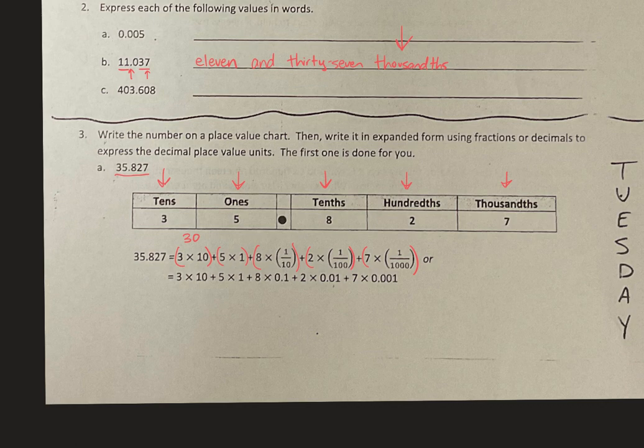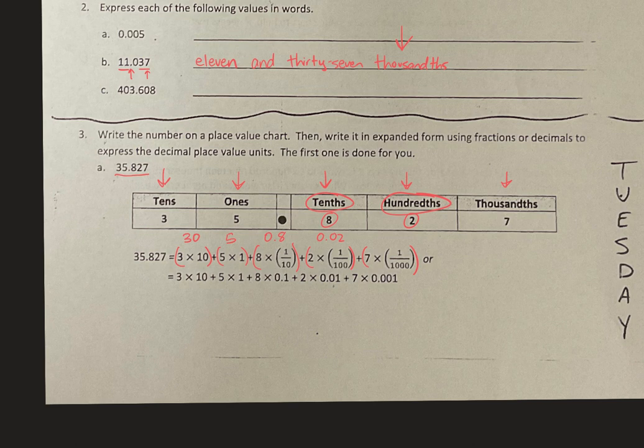5 times 1, because there is a 5 in the ones place, and that would be 5. And then I would have 8 times 1/10, right? Because there is an 8 in the tenths place. So that's going to be 8/10. 2 times 1/100th, because there's a 2 in the hundredths place. So that would end up being 0.02, which is 2/100ths.